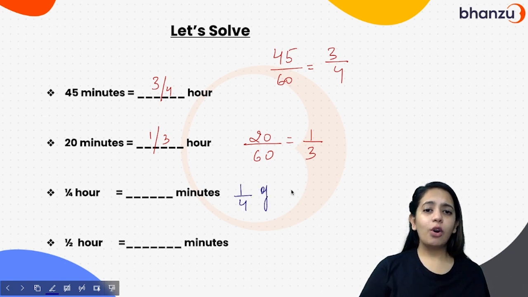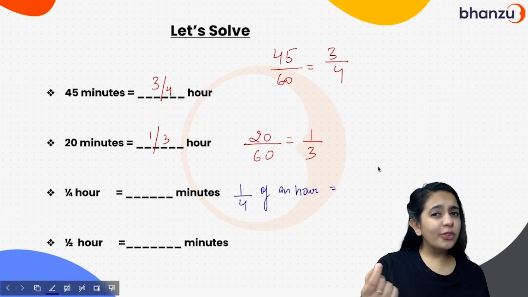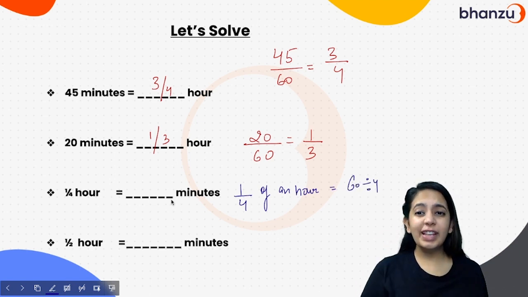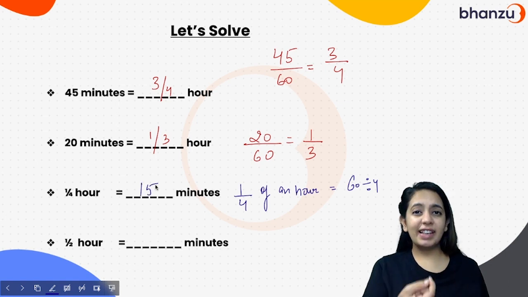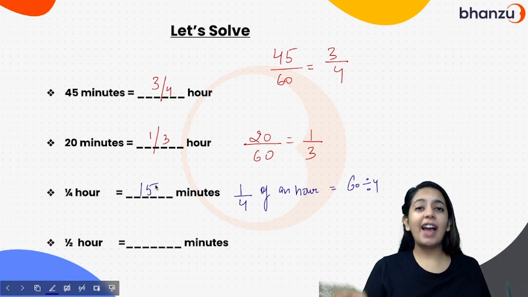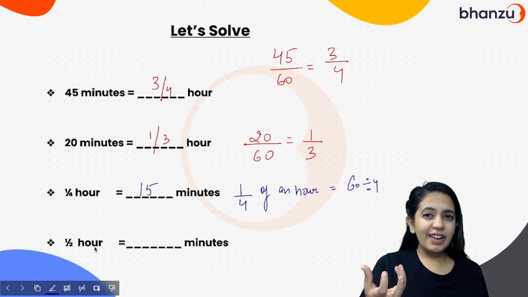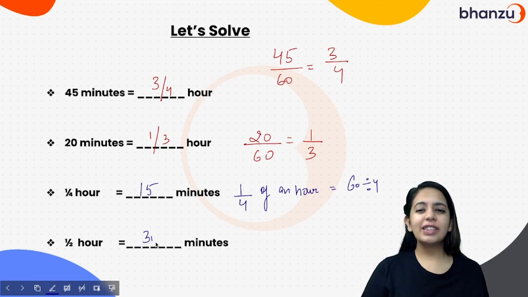So 1/4 of an hour. We know that 1 hour has 60 minutes. So 1/4 of an hour means 60 divided by 4. And what is it? It is 15 minutes. Remember, 15 minutes means 1/4 part of an hour of 60 minutes. Okay, and what is half of an hour equal to? Great, it is equal to 30 minutes.